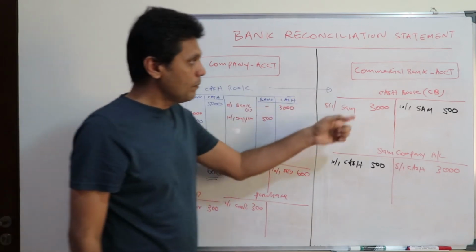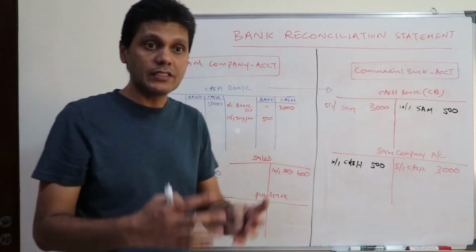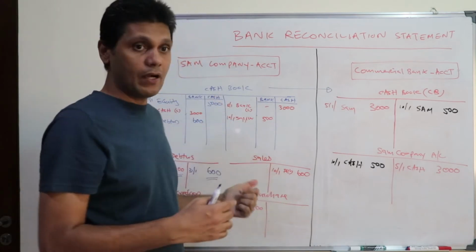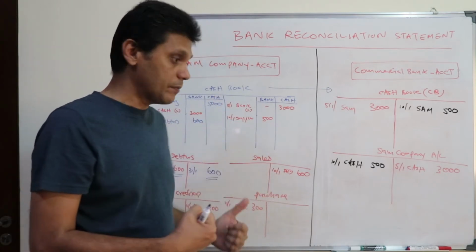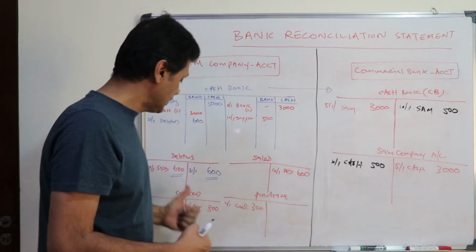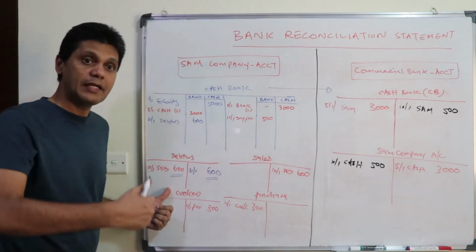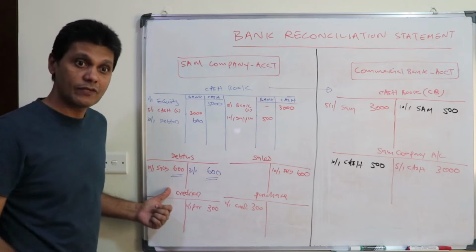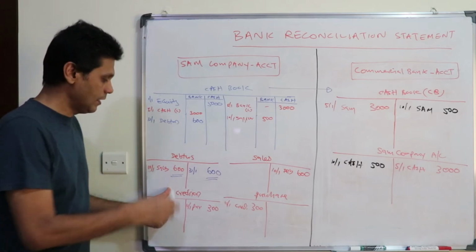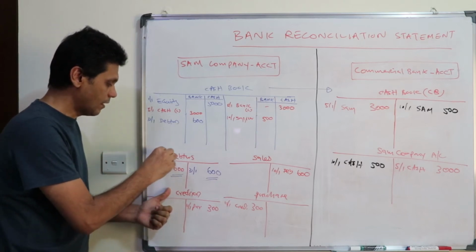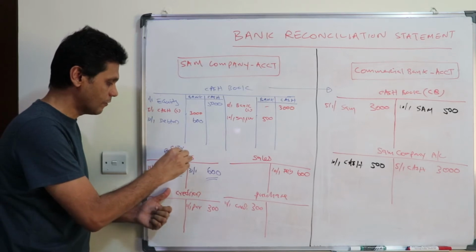The moment the commercial bank accountant receives the check from Sam company, which was received from a customer, let's say this customer's account was maintained in a different bank. Let's say Citibank, for example.